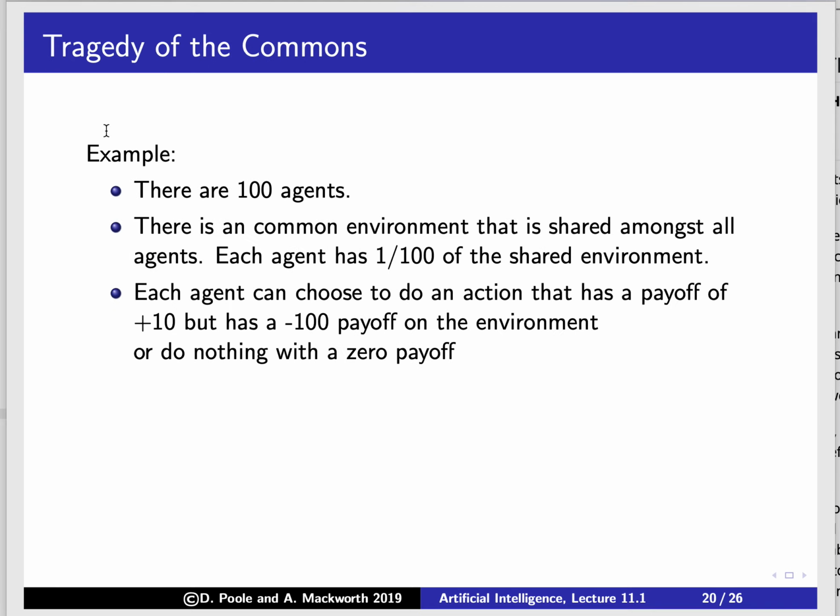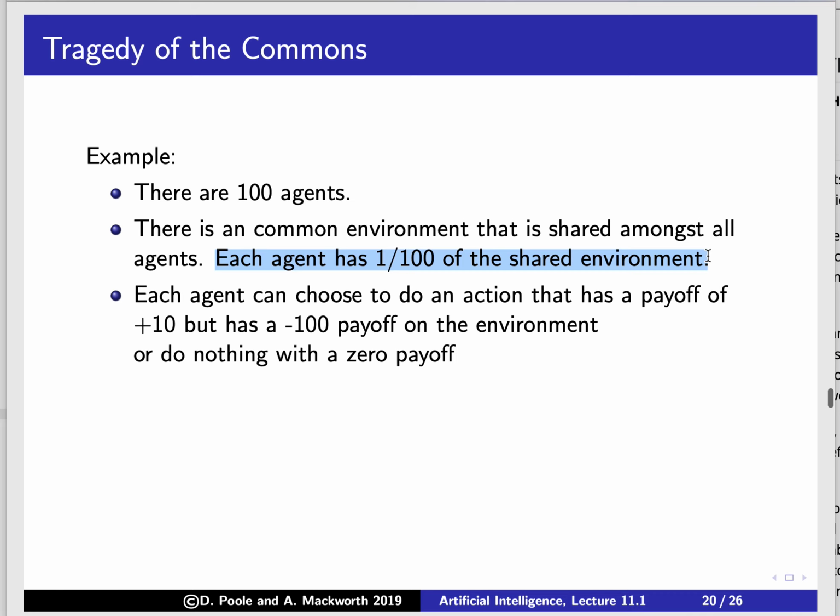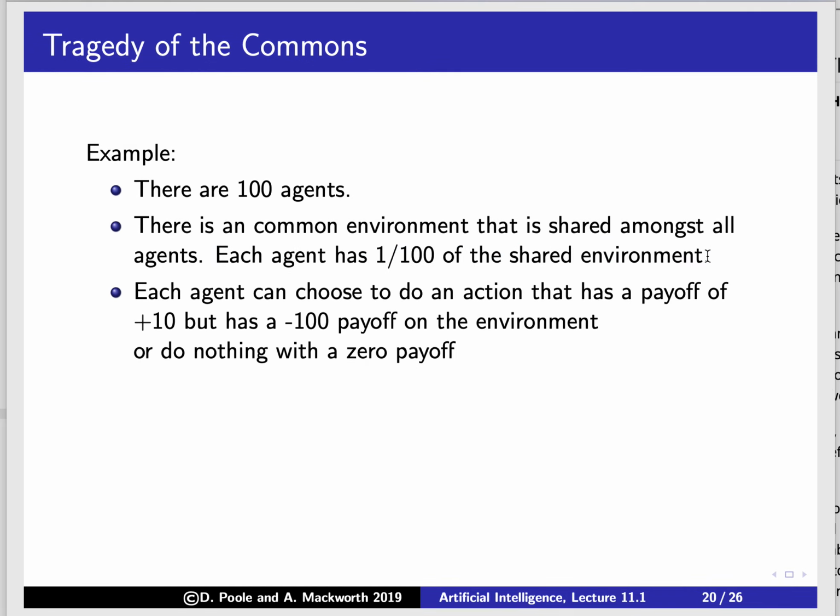So here's another example of this. It's called the Tragedy of the Commons. It's a much more multi-agent version of the prisoner's dilemma. There are 100 agents, and there's a common environment that is shared amongst all the agents. So each agent has 1/100th of the shared environment. Each agent can choose to do an action that has a payoff of plus 10 for them, but a payoff of minus 100 on the environment, or they can do nothing and get 0.